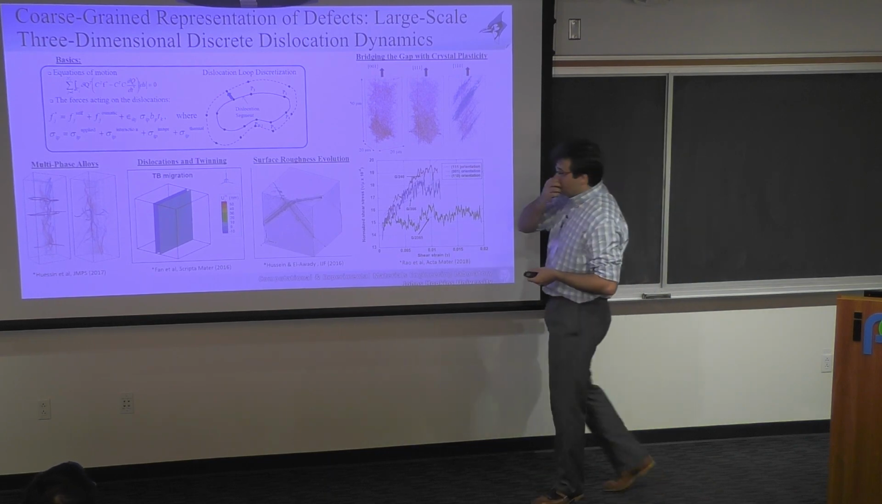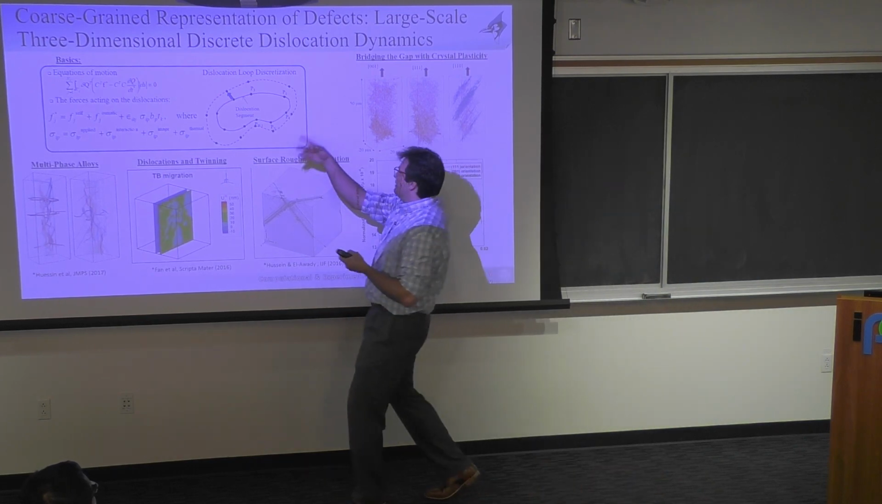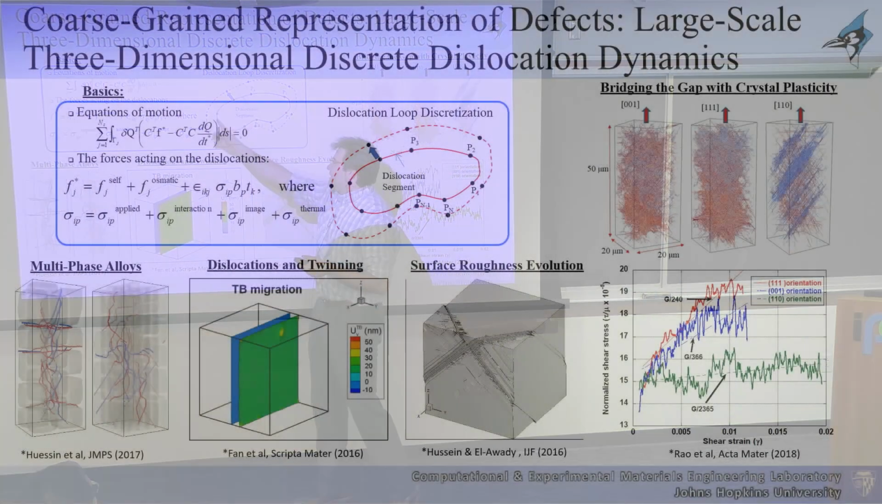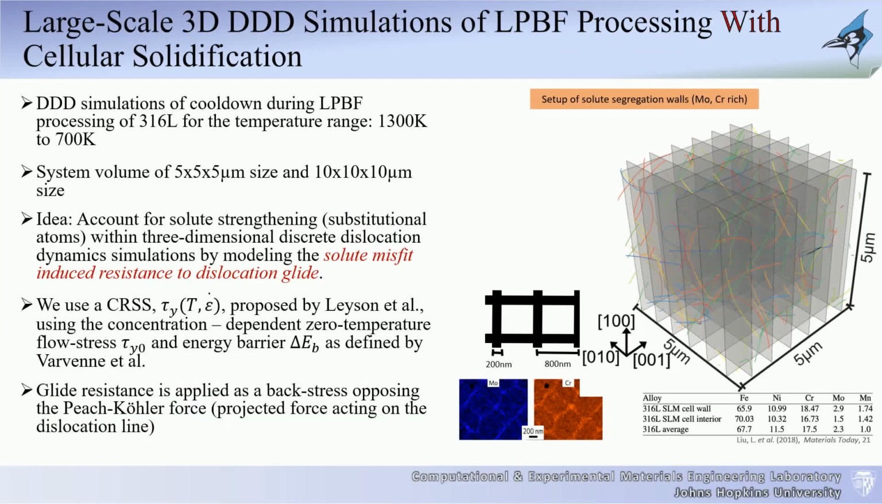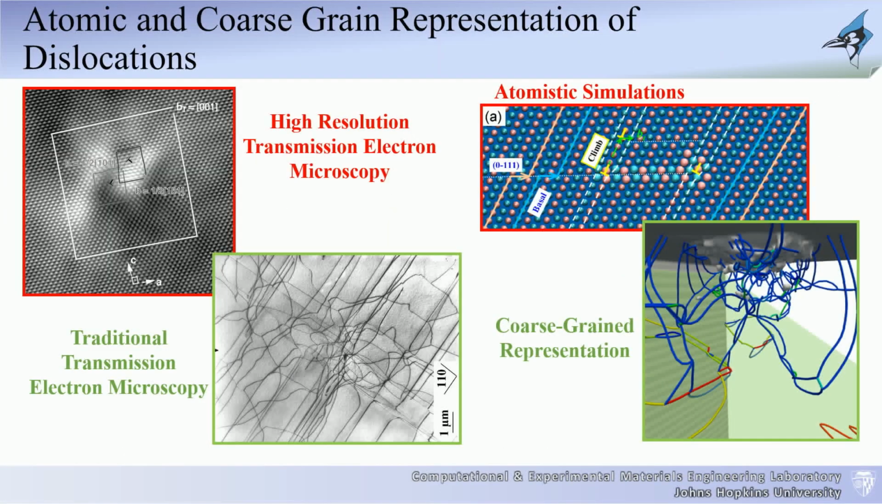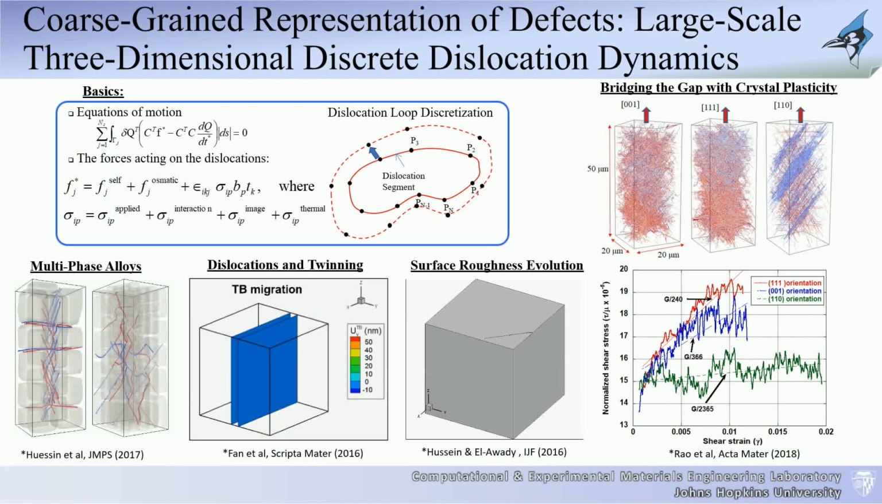In my group, over the years, we've been trying to, so what is dislocation dynamics now? If you assume that this is one of those lines that I showed you in the previous plot, if you take one of these loops that are forming, you can break it up similar to what you do in an FEM. Now these are linear segments.